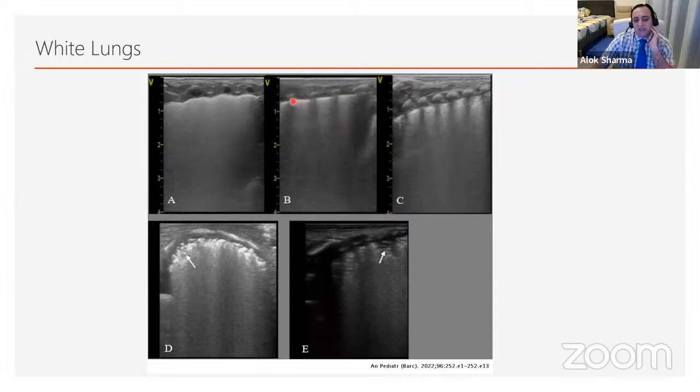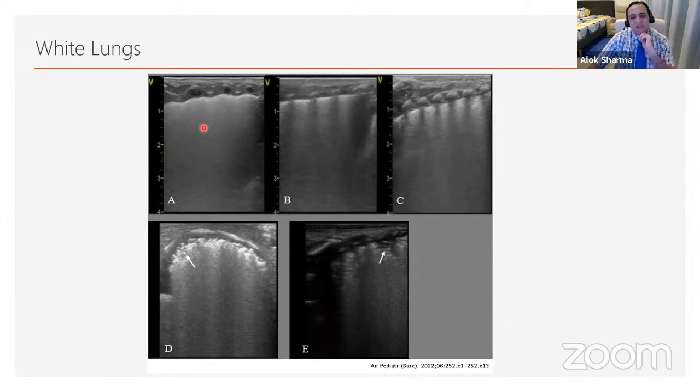So how am I describing the pleura? I'm looking to see if it's regular. I'm looking to see if there is sliding, that it has continuity, that it does not have breaks. Whereas over here, it looks to me like it's irregular. There are breaks in the pleura, and there are classical subpleural consolidations. And if you look at D, actually it's even worse.